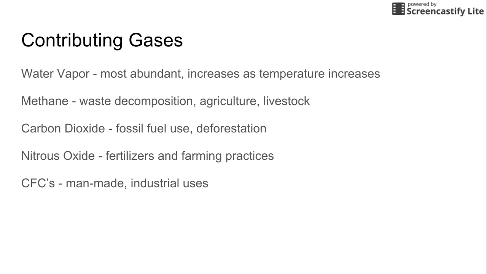Methane is from waste decomposition from both agriculture and livestock. Carbon dioxide is generated through fossil fuel use and deforestation, or cutting down trees. Nitrous oxide is mostly used for fertilizers and farming practices. And then we also have something called a CFC, or a chlorofluorocarbon, and this is what can break down the ozone layer. And this is a man-made or synthetic material that has a lot of industrial uses.